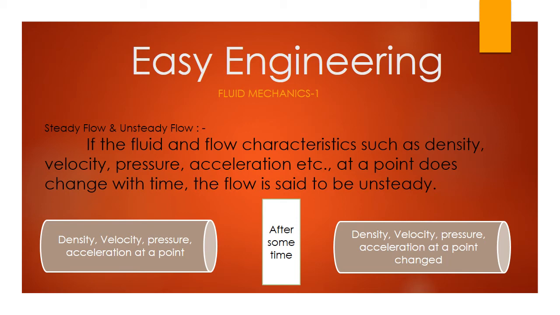In this figure you can also see one pipe in which at a point we have some density, velocity, pressure and acceleration, but after some time at the same point the density, velocity, pressure and acceleration have changed. This means the flow is unsteady flow.